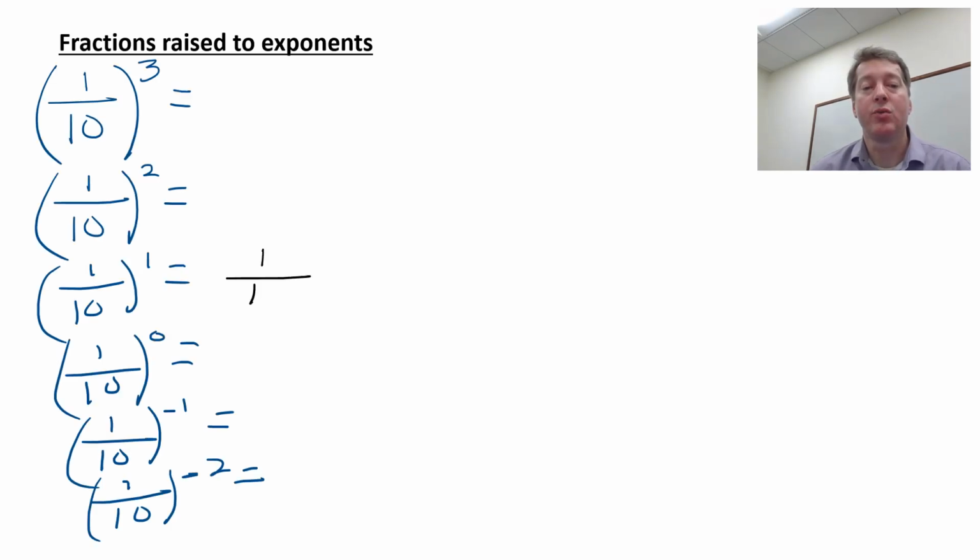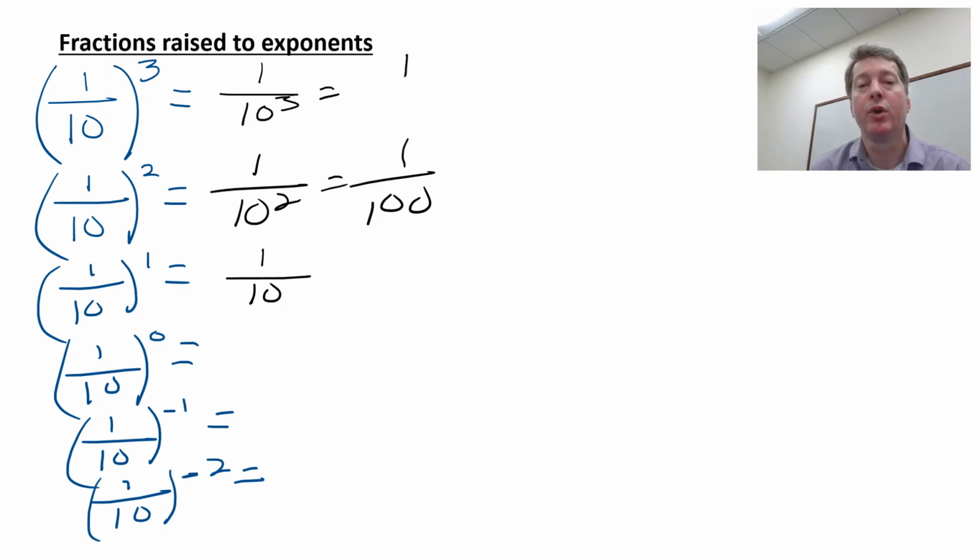1/10 to the 1 is just 1/10. 1/10 squared is 1 over 10 squared, which of course is 1 over 100. 1/10 cubed is 1 over 10 cubed. It's 1 over 1,000. 1/10 to the 0, anything to the 0 is just 1. But then 1/10 to the negative 1, you flip it over.